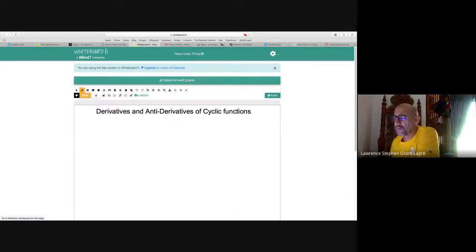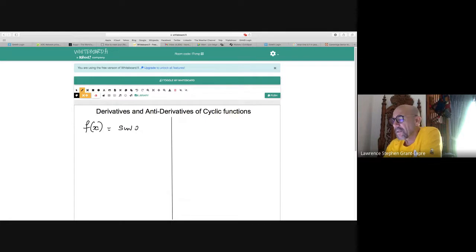Finding derivatives of cyclic functions and antiderivatives of cyclic functions. So let's do some derivatives on the left and some antiderivatives on the right. So if we have a function of x to be sine x, what is the derivative of sine x? The derivative of sine x, and this is also in the formula sheet in the back of the test usually, or it's written in your summary notes for paper 2.